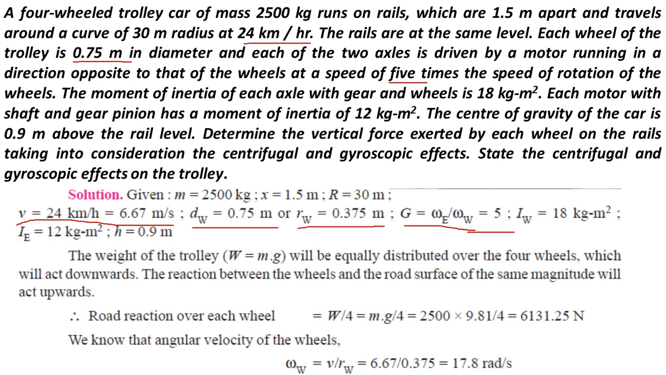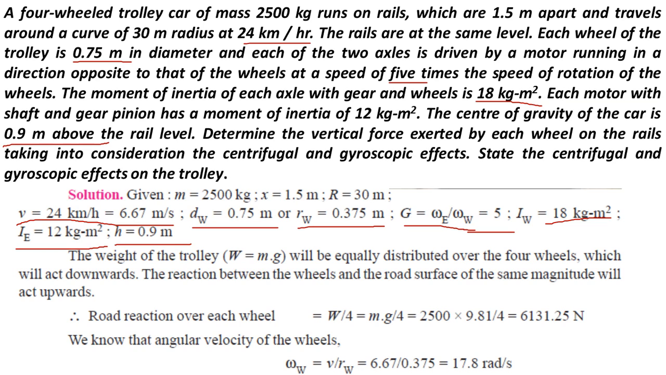Then Iw is given here 18 kg meter square, and Ie is given as 12 kg meter square, and the center of gravity of the car is 0.9 meter above the rail level, so its height h is nothing but 0.9 meter. So you know the weight of the trolley, W is equal to m into g.